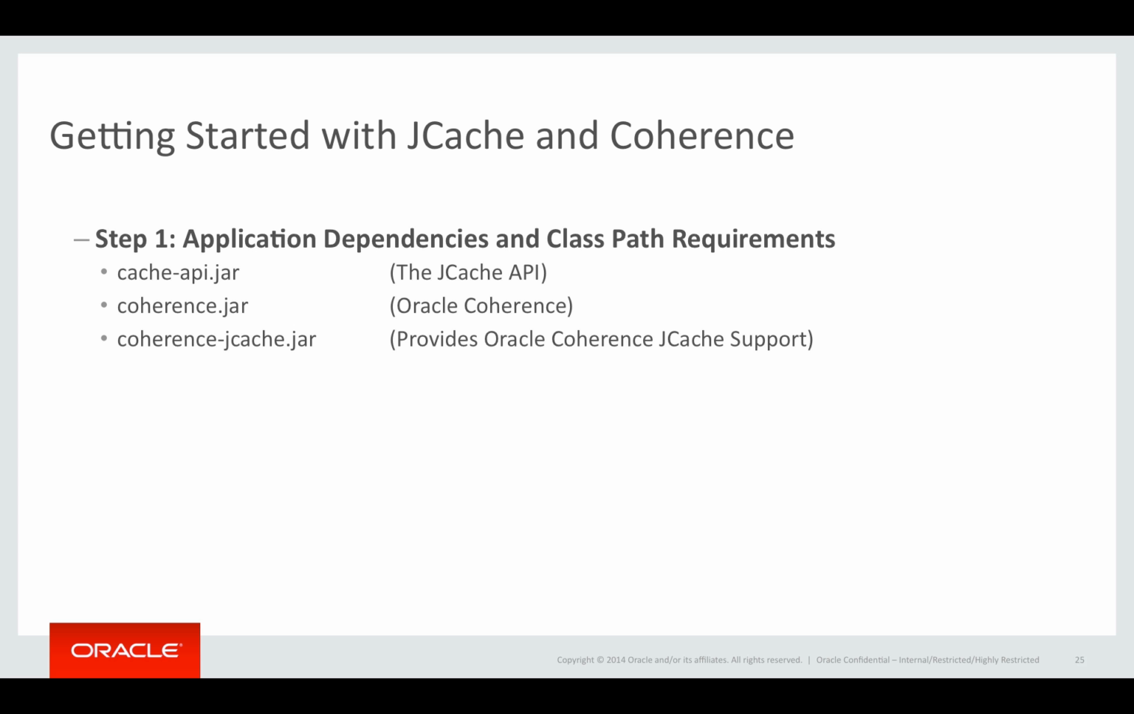Second, you'll require the Coherence jar. This is the foundation on top of which JCache support for Coherence is provided. And lastly, you'll need the Coherence JCache jar. This is the adapter, or the provider, for JCache for Coherence.